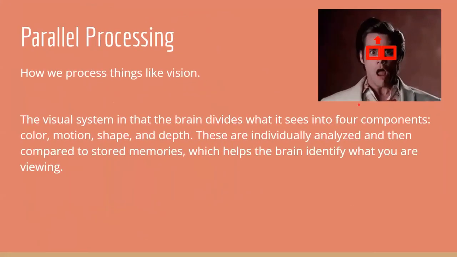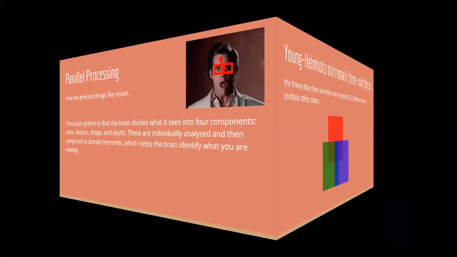Okay, parallel processing. What is this? This is simply how we process vision. It's the visual system in the brain that divides what it sees into 4 components. These 4 components are color, motion, shape, and depth. They are individually analyzed and then compared to stored memories, which helps the brain identify what you're viewing. So it's like, all right, what did I just see? What have I seen? Oh, okay. That's the same thing. That's not the same thing. And then it determines what it is.